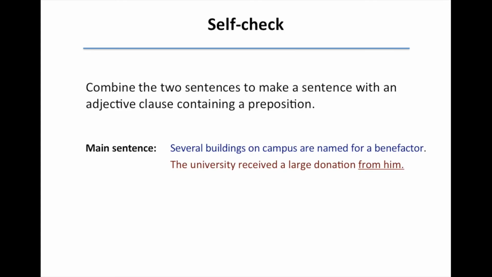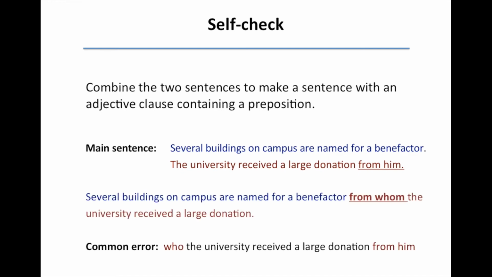Now check yourself with this example, and be careful how you position the clause in your sentence. Remember that the preposition relative pronoun combination should come closely after the noun it describes. And the answer, did you get it right? A common error would be to put who the university received a large donation from him, which doesn't work as an adjective clause structure. We need to use the relative pronoun whom after the preposition from, and this gives the meaning of him.